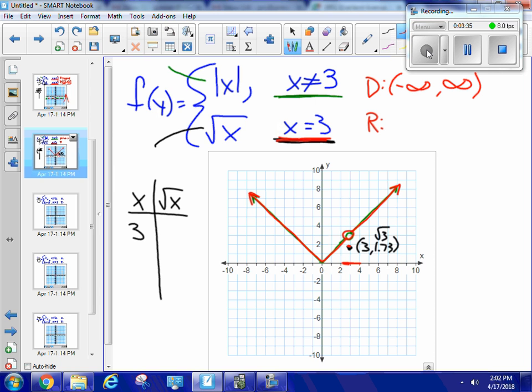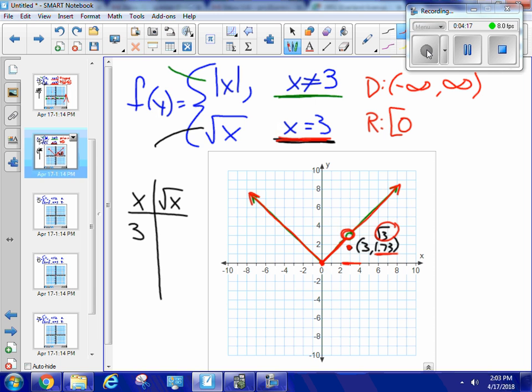Range, well, the range on this is interesting, actually, now that I think about it. My lowest y value is 0. I don't have any y values down here. My lowest y value is 0. So that is going to be the bottom of my range, and it's going to be included because it's included in the absolute value function. Now, I'm going up here, and I see I have a hole right there. So I might think that 3 is not included. Even though I have the x value here, the y value is 1.73, or the square root of 3.